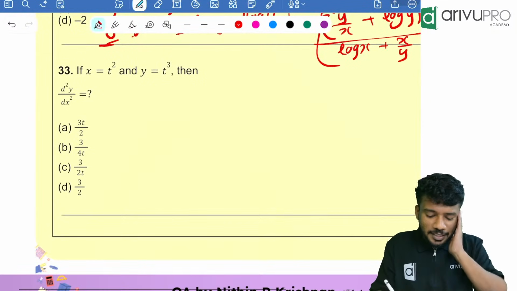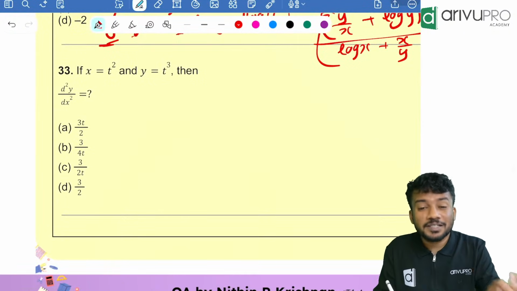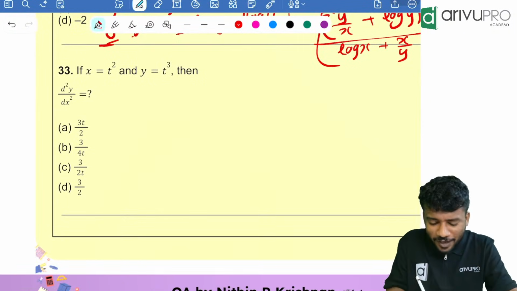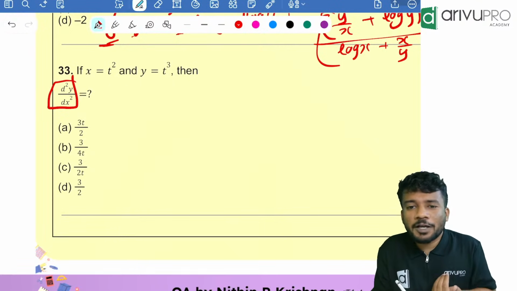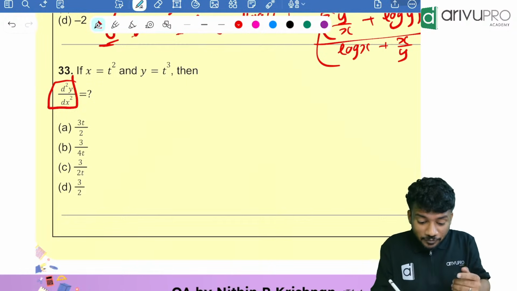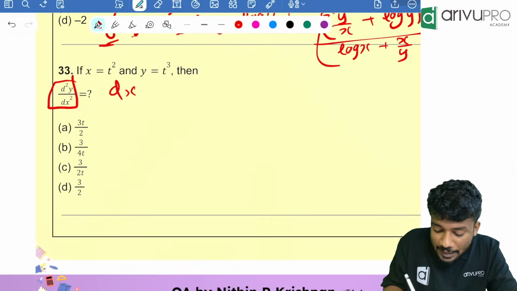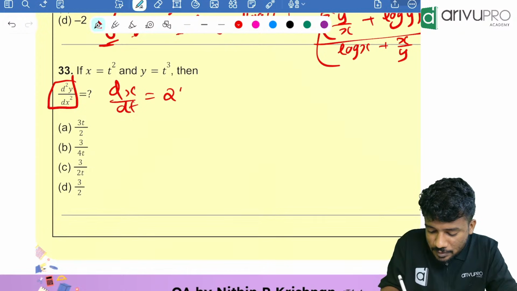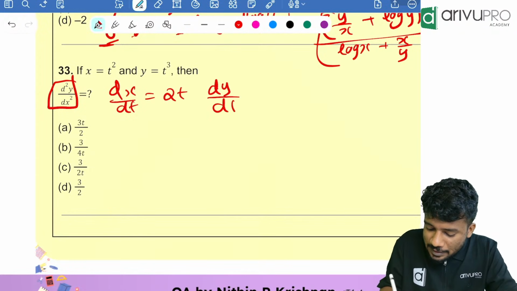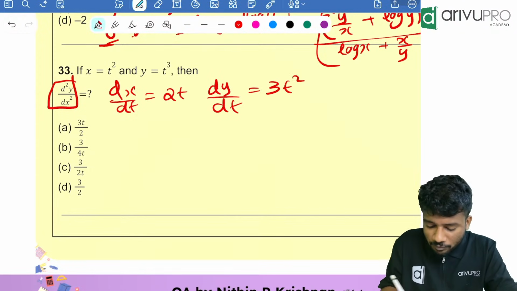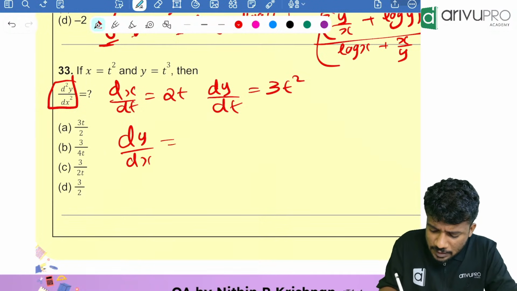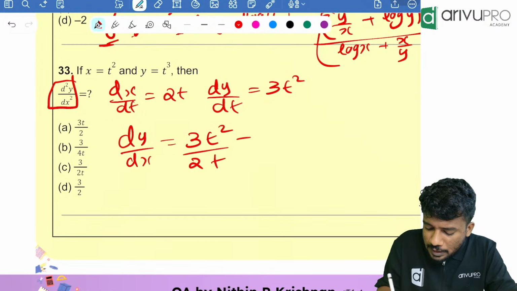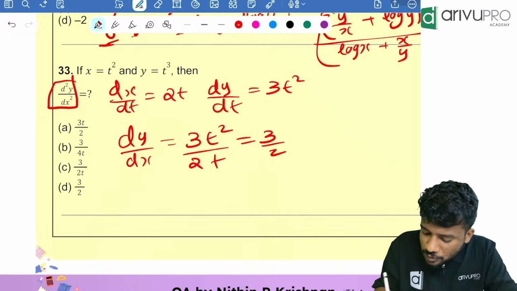Next question, direct. It's a parametric question, but a small tricky part is involved. Why is there a tricky part? They are asking for d square y by dx square. So people, dx by dt is how much? That is 2t. dy by dt is how much? That is 3t square. From that, dy by dx is how much? That is 3t square divided by 2t, that is 3 by 2t.